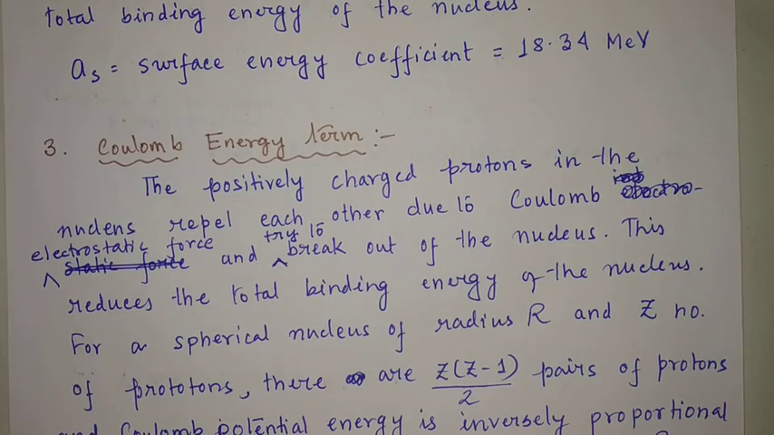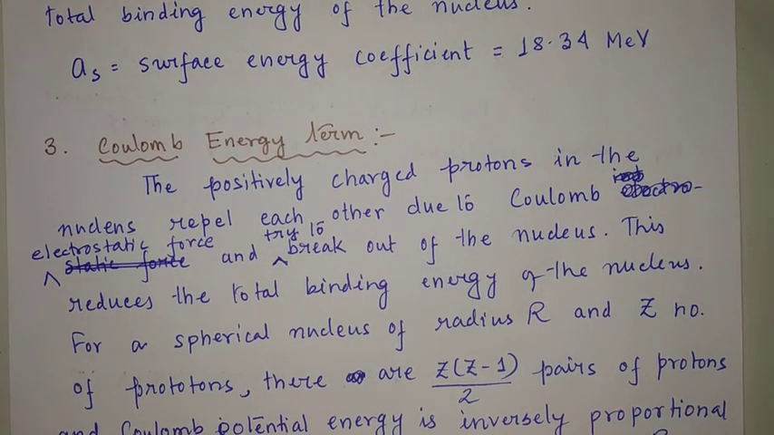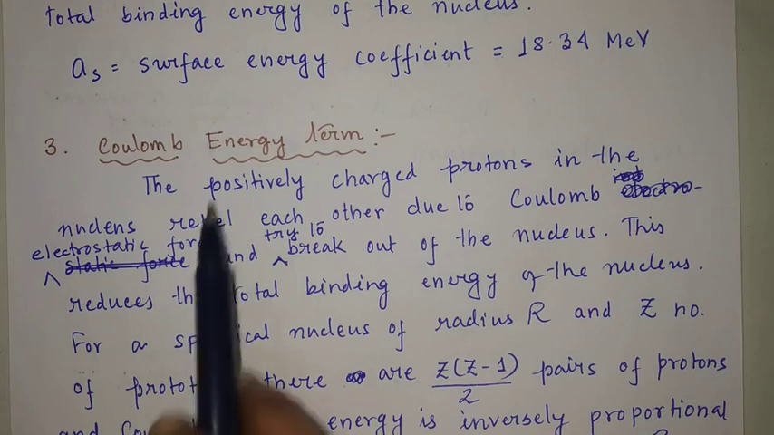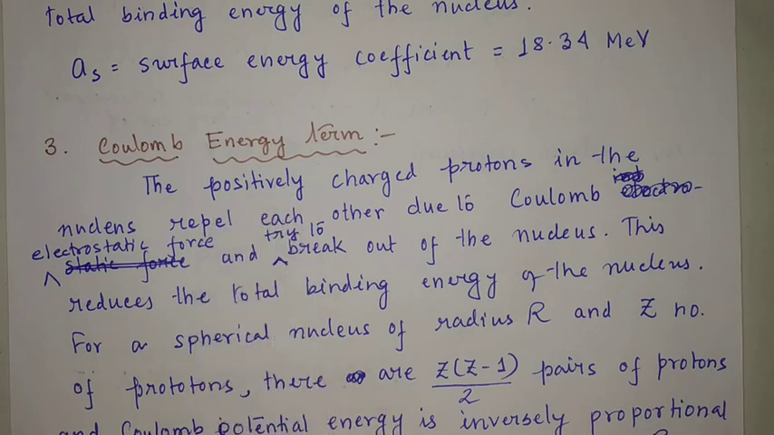So the third term is the Coulomb energy term. We know the positively charged protons present in the nucleus are always repelling each other due to the Coulomb electrostatic force and trying to escape the nucleus, which will decrease the stability of the nucleus and reduce the total binding energy of the nucleus. So this Coulomb energy term contributes negatively to decrease the binding energy.